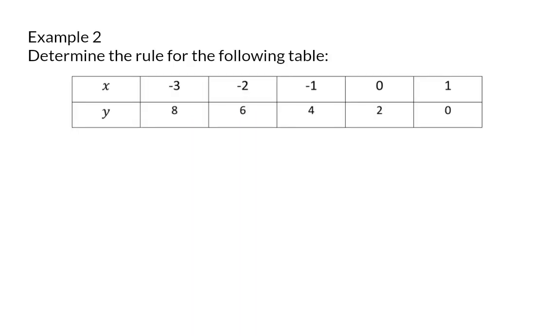Example 2. Determine the rule for the following table. Once again, we are given input and output values, and we need to determine the pattern. Looking at the output values, I can once again see a constant difference. This time the difference is -2. So, for my rule, I'm once again going to start off saying, take this constant difference of -2 and multiply it with the input value.